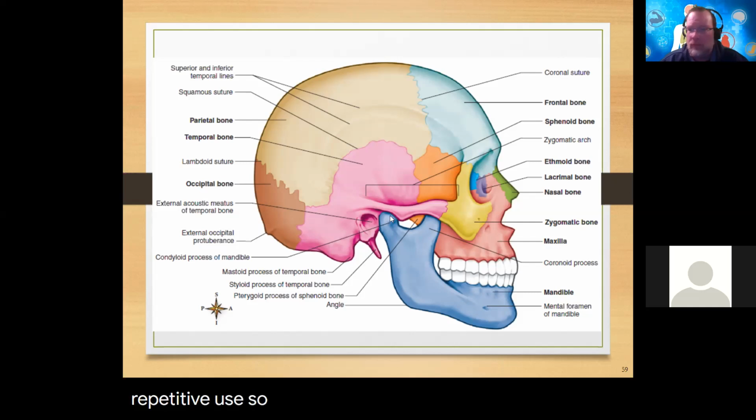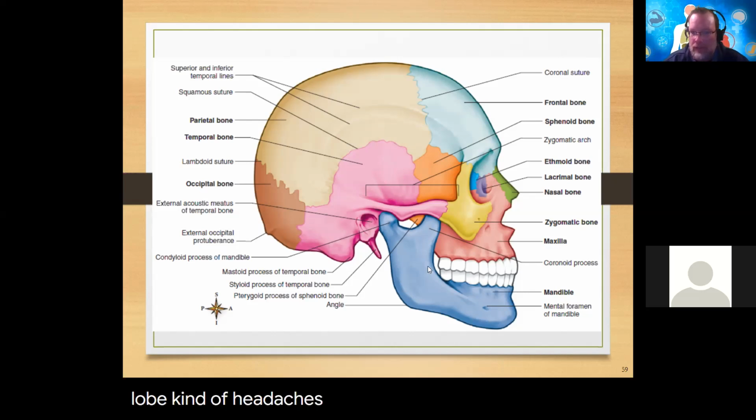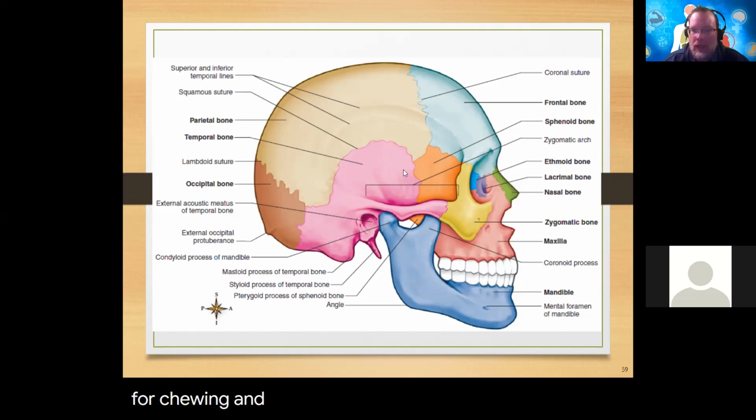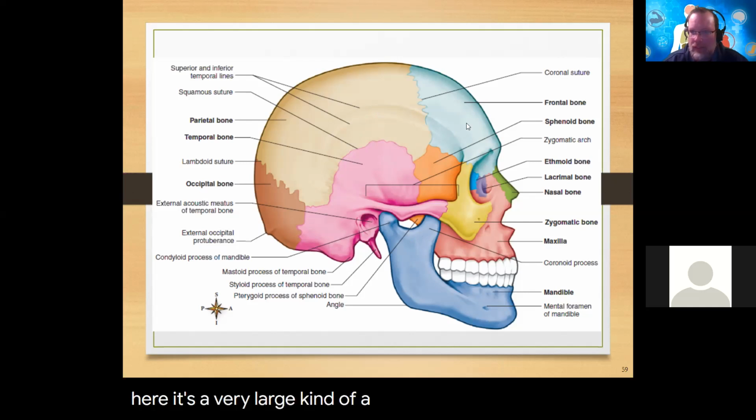So some folks chew a lot of gum. They come into the office, and they might have headaches, in through here, temporal lobe kind of headaches. Well, the muscle that closes the mandible, or we say elevates the mandible, closes the mouth, for chewing and speaking, it's a large muscle. You can almost see the ridge where that muscle would anchor right along here. It's a very large kind of a pennate, almost like one of those fans that you get.